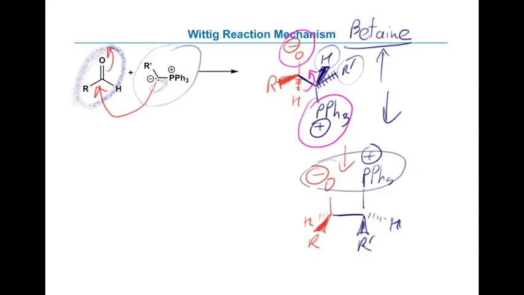Your first intermediate that you form, that betaine, will form the more stable intermediate where the two R groups are away from each other. That is number one. But if you have to go through the elimination, you just put the two R groups on the same side as each other. That is why the Wittig reaction makes cis alkenes.